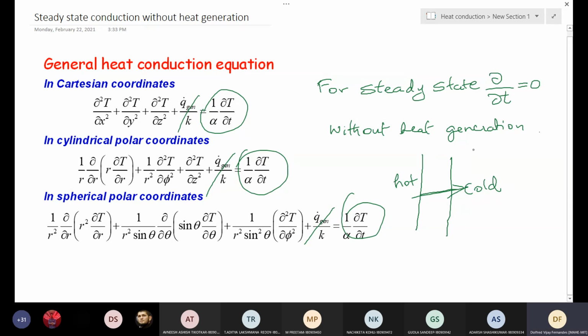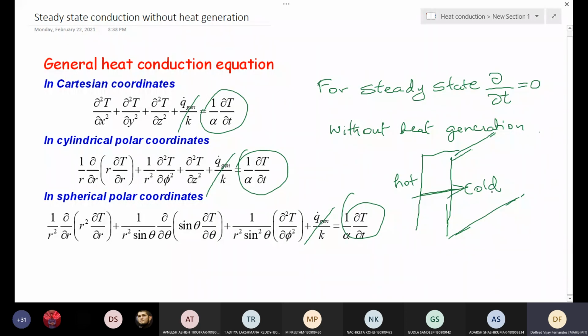For a large wall, it is valid for most parts of the wall except near the edges, meaning very close to the ends of the wall. There will be three-dimensional heat transfer there, but for most of the wall you can make the practical assumption that heat is conducting along the thickness of the wall. So we can make the one-dimensional heat transfer assumption.